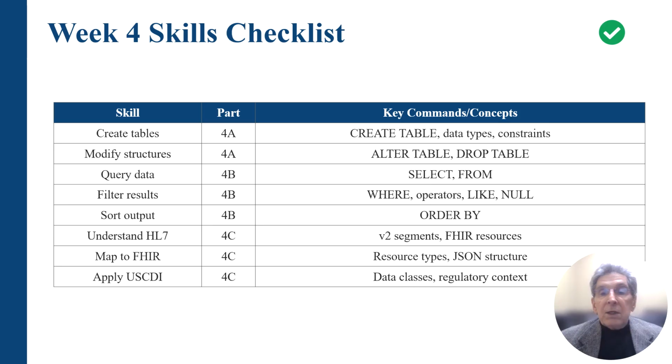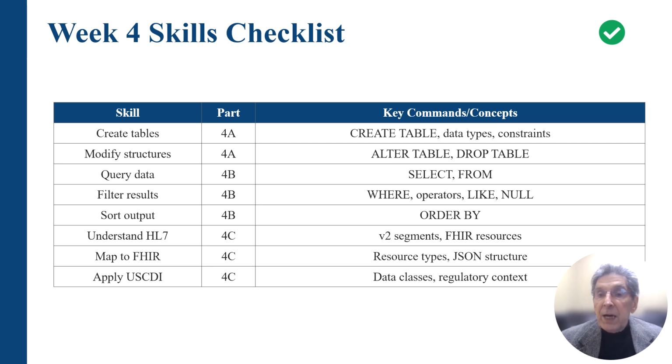So let's check all the skills that we need to invoke, need to utilize. There are 8 of them here. Let's inventory them that you're adding to your repertoire moment by moment. From Part 4A, you can create tables using Create Table, specifying the columns, the appropriate data types like varchar, integer, date, decimal, boolean. Then you can apply constraints like not null or unique or primary key, foreign key, and check.